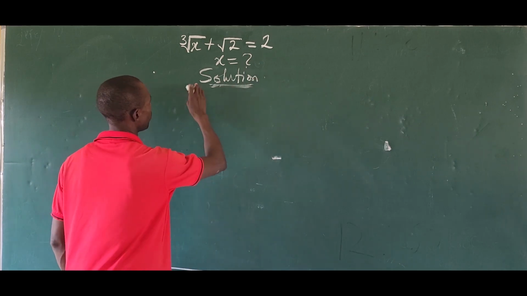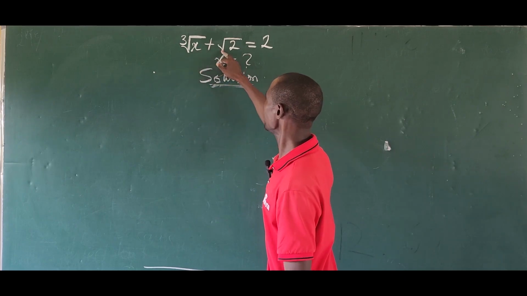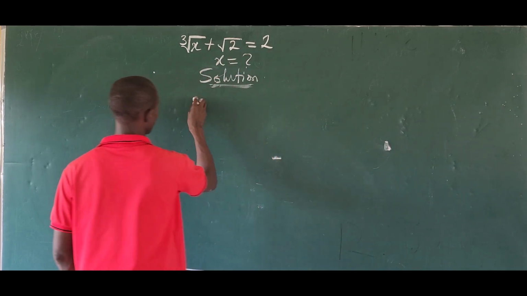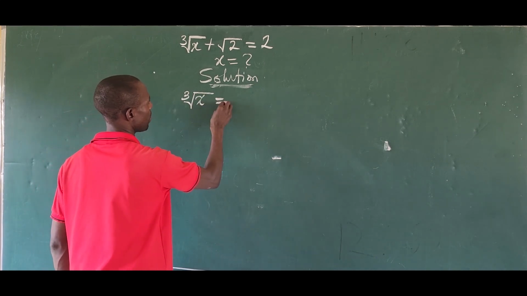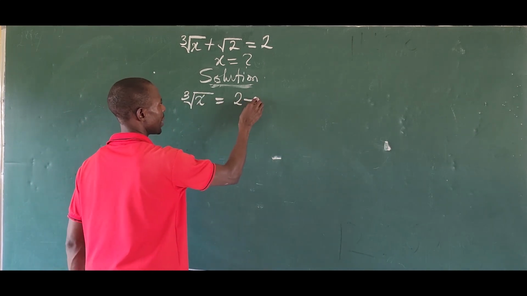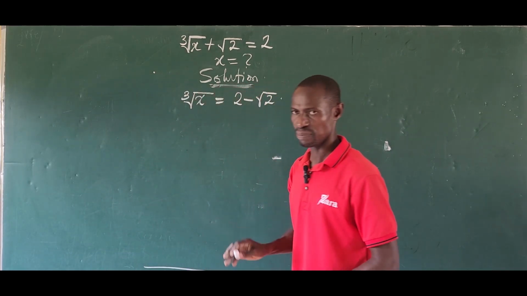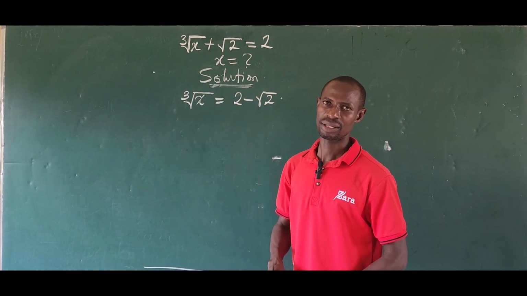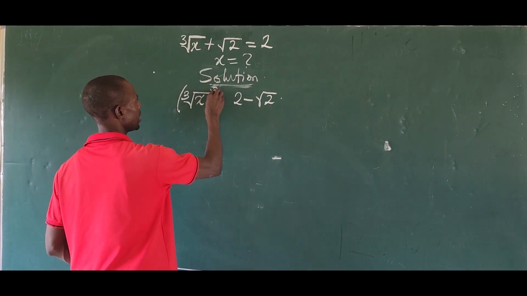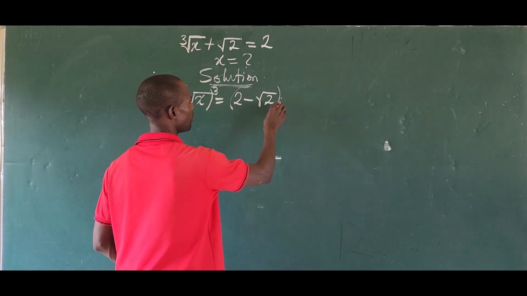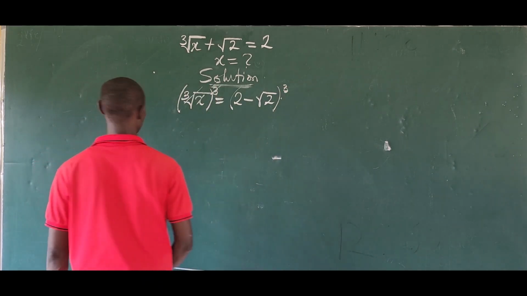All right. Now, I said because they are different radicals, send this to this other side. So this is going to give us the cube root of x will now be equal to 2 minus the square root of 2. This is simple, right? We can easily eliminate this radical by taking the cube of both sides. So if we take the cube of both sides, all right, this and this will leave, right?